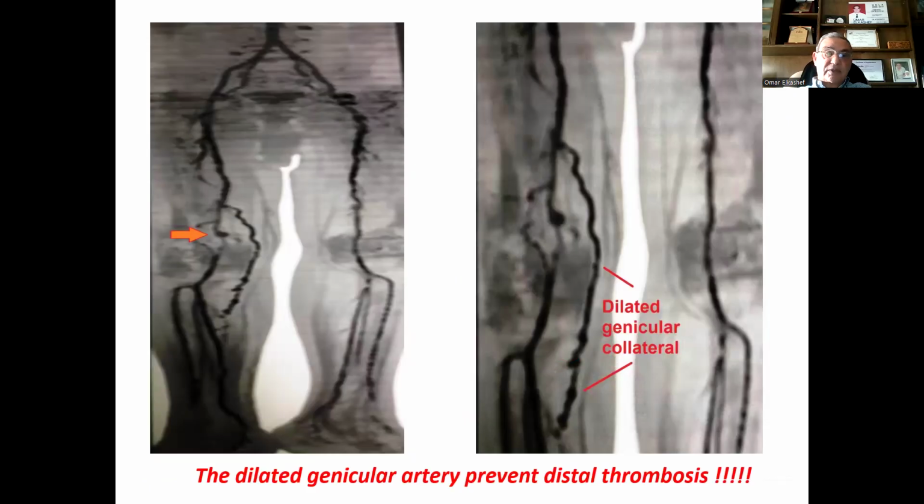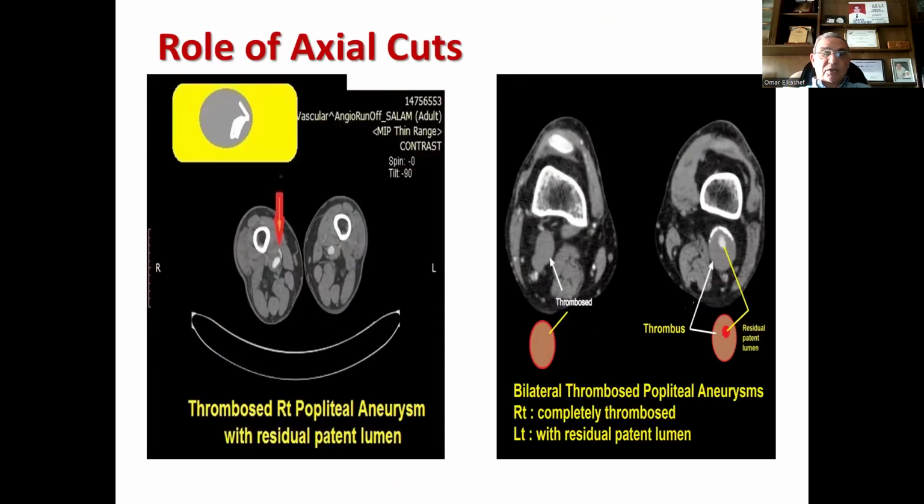In this case, we have a small popliteal aneurysm, B2, but the genicular artery is dilated and preventing distal thrombosis. Take care of that. You may find a thrombosed aneurysm but one of the geniculars dilated, giving arterial flow to the tibia, and so there is no distal thrombus. The role of axial cut is important.